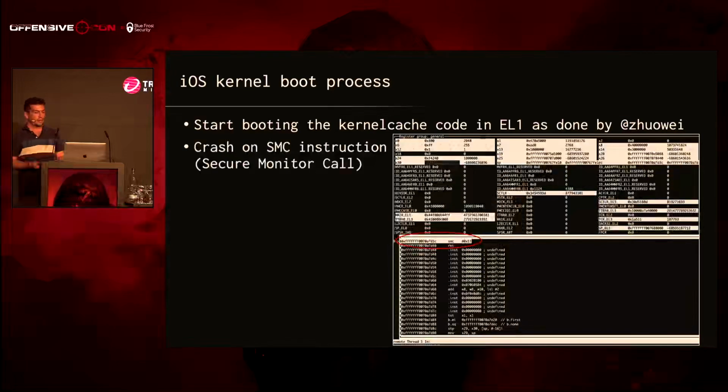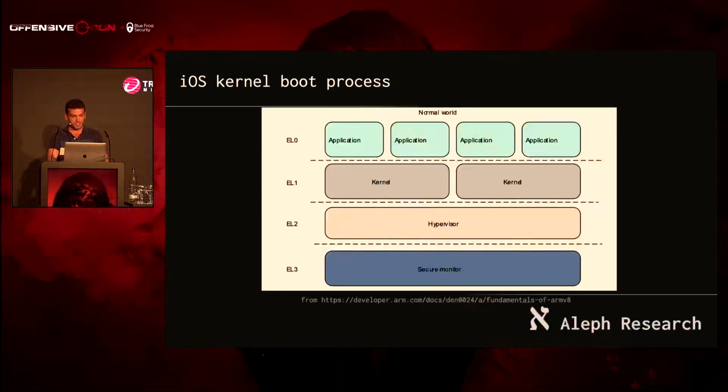Then again, how did we boot the iOS kernel on QEMU? So we started off with the method used by Chu Wei's project. We loaded the different sections of the kernel into the emulated device's memory and started executing the kernel at its entry point in exception level 1. But soon enough, we hit a crash when we were trying to execute the secure monitor call instruction.